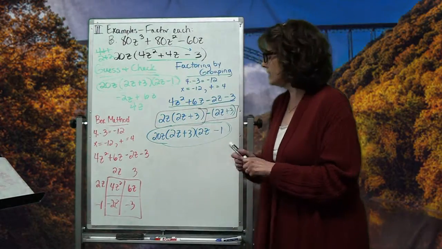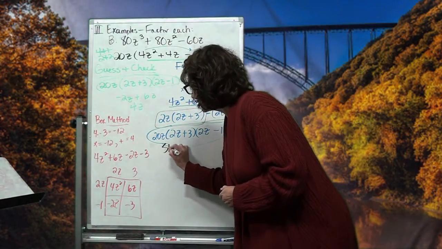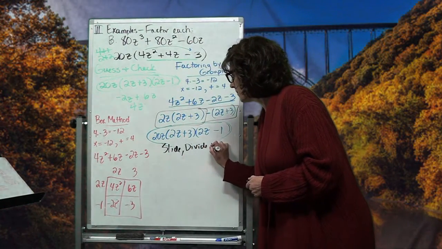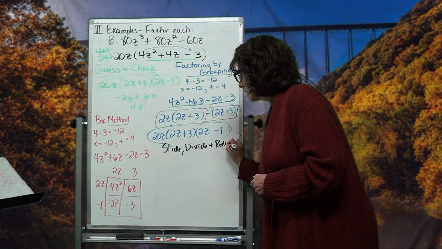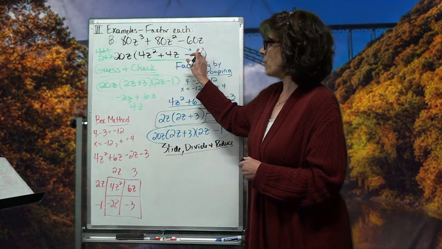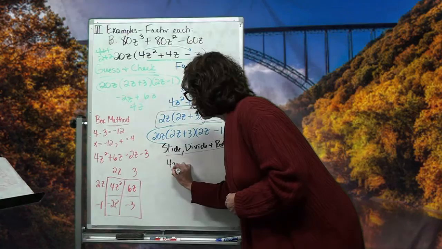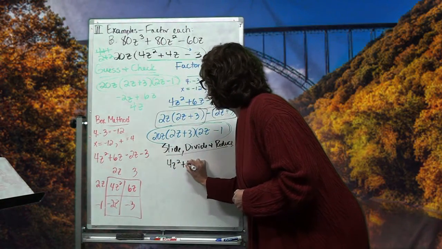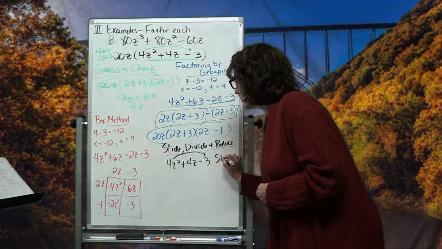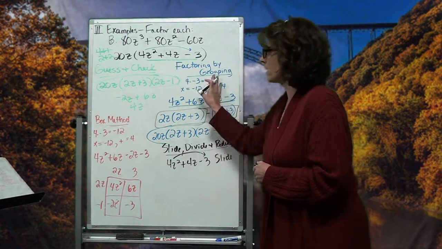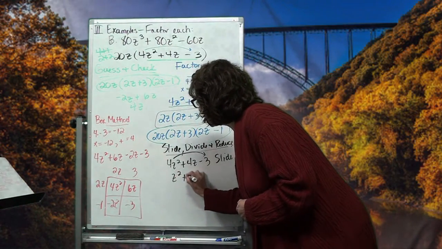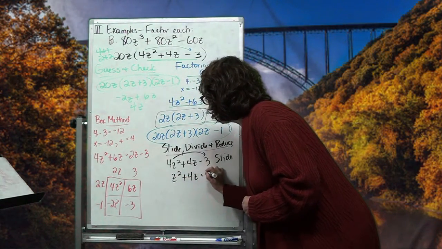All right, so finally, slide, divide, and reduce. And once again, the name's going to tell me what to do. So I'm first going to slide by multiplication. So I'll take that 4z squared plus 4z minus 3, slide that 4 to the back by multiplication, just like we started factoring by grouping, just like we started box method, leaving me with z squared plus 4z minus 12.